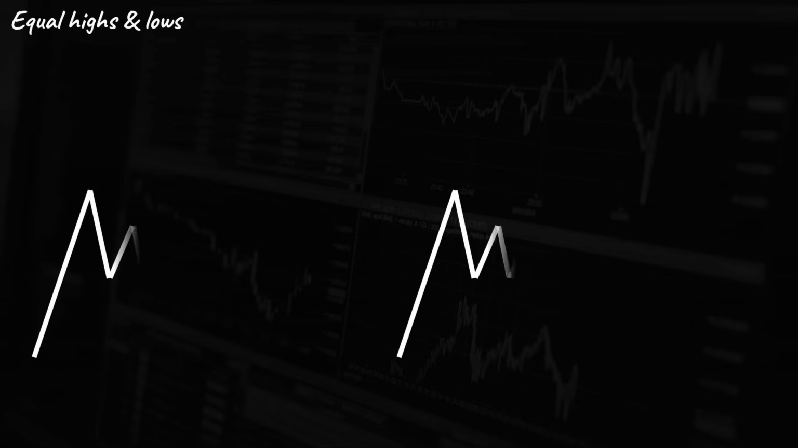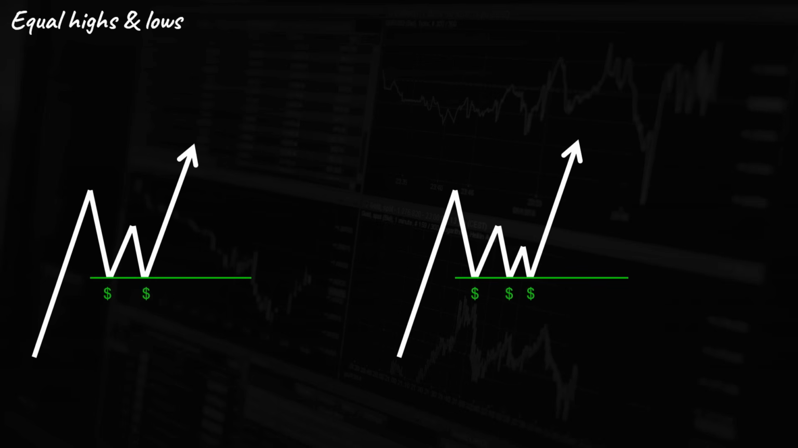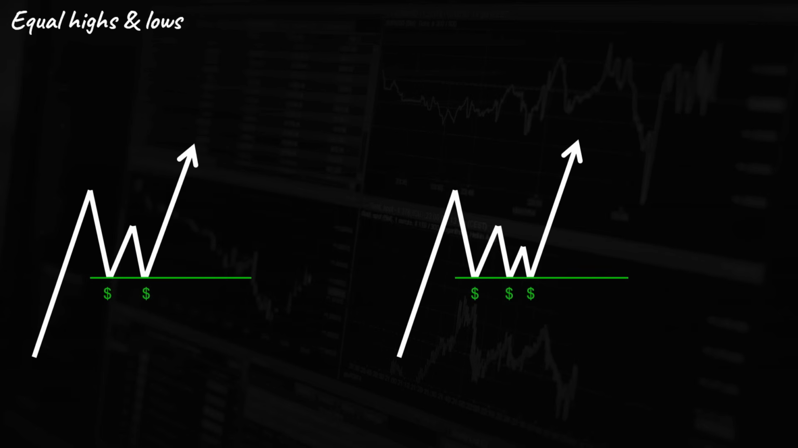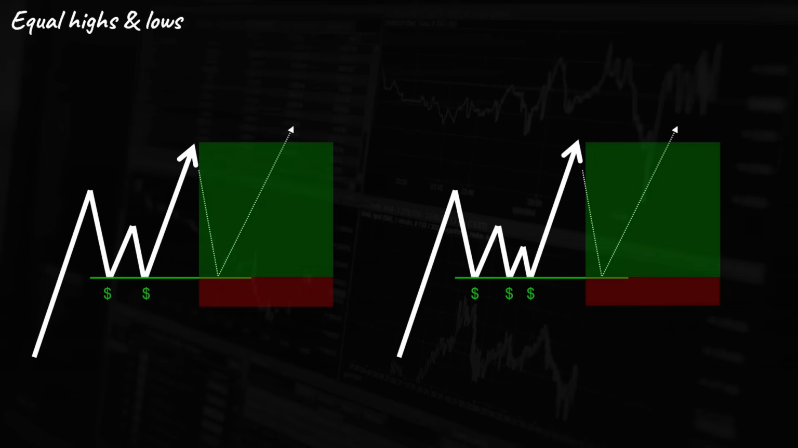We have many types of liquidity in the market. The first type is equal highs and lows. As the name suggests, the price will form equal lows, where the low points are about the same level. Similarly, the price will form equal highs, where the highs are about the same level. Now, what does this signify in terms of price action? The double or triple bottoms that are created on the chart are great places to look for trading opportunities for many retail traders. They expect a rejection to the upside once the price taps into this area again. So, they enter long positions at these levels and place their stop losses somewhere below this area.